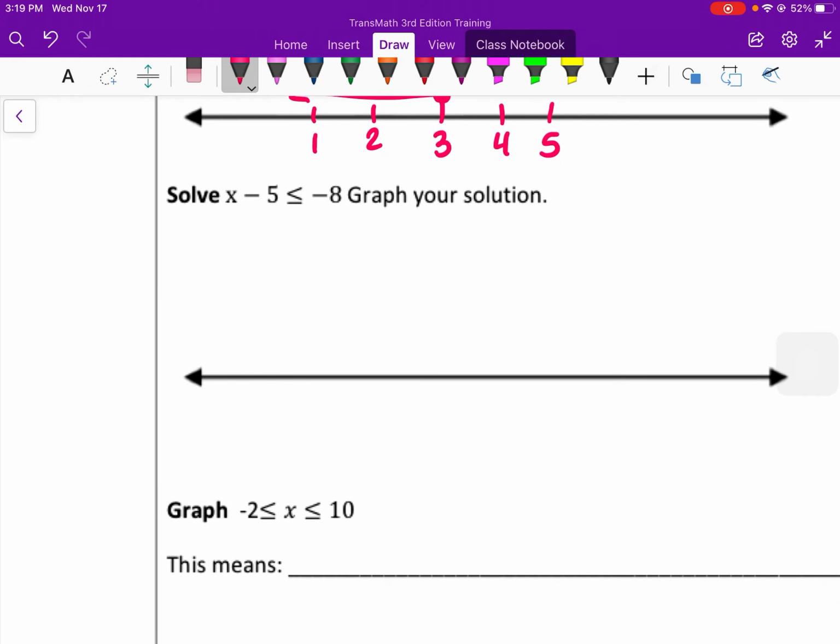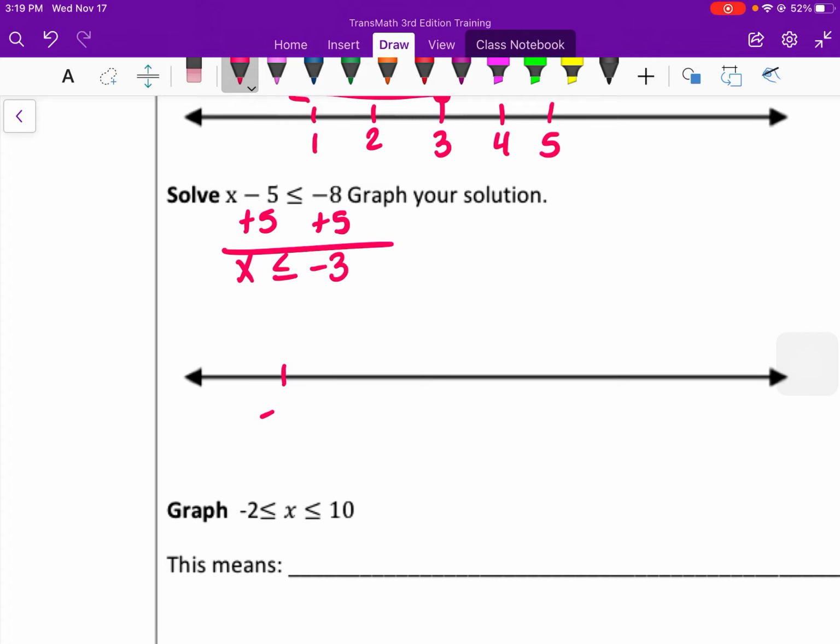The inverse of x minus 5 less than or equal to negative 8 would be plus 5. So we're going to use adding 5 to both sides to solve for x. To get x by itself, x is going to be less than or equal to negative 8 plus 5. Negative 8 plus 5 will be negative 3. So x is going to be less than or equal to negative 3.